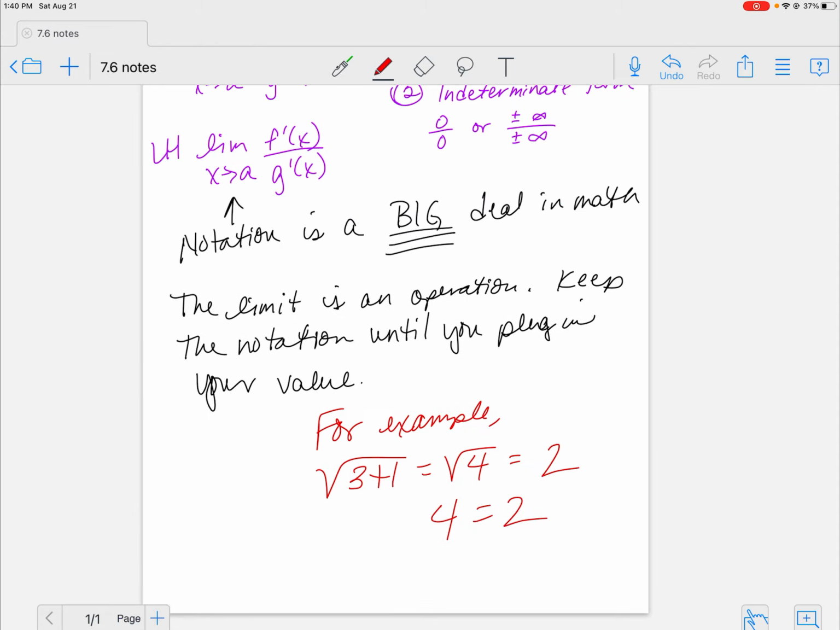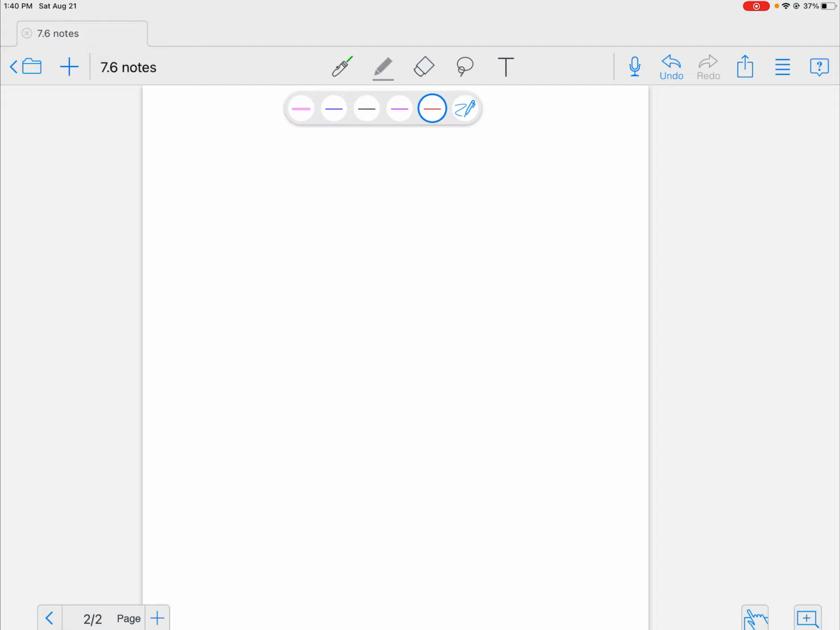Same thing when it comes to limits. You don't just randomly have some rational expression that equals some value. No, you have that value because of the limit. You have this 2 because of this operation of square root. Same concept. This does not equal 2. If you have that operation, work with that notation. That's what you're supposed to have. Okay, so let's do some examples here then. Let's go to blue.